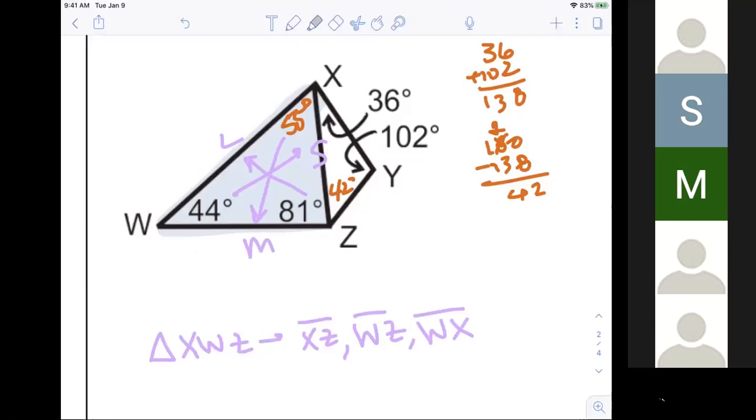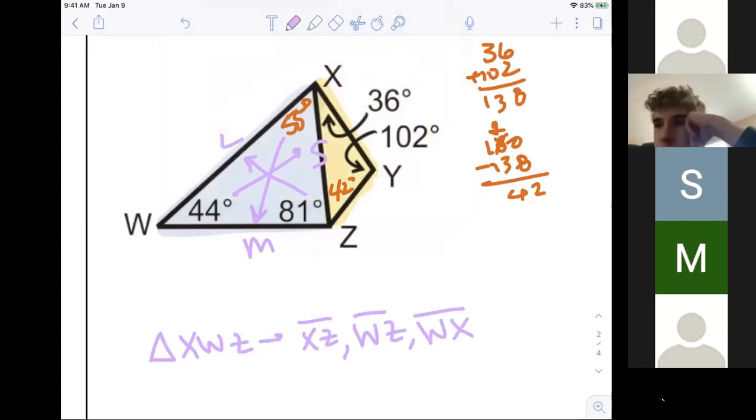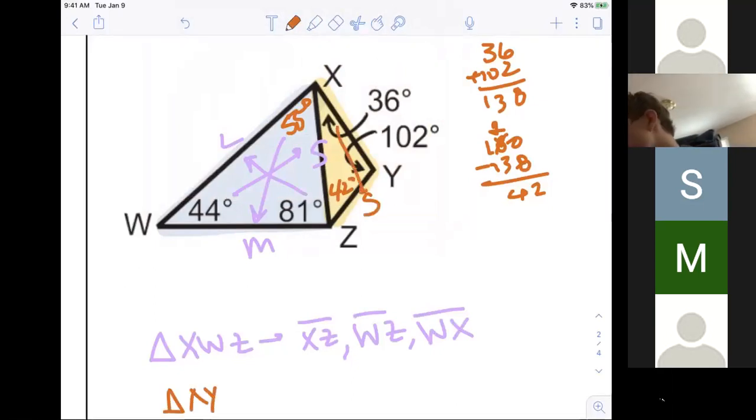Now we're going to look at the triangle on the right side. I'm going to make it yellow. Alex, can you tell me the smallest side over here? Over in the yellow one? Wouldn't the smallest side be ZY? ZY, very good. Okay, smallest is ZY.